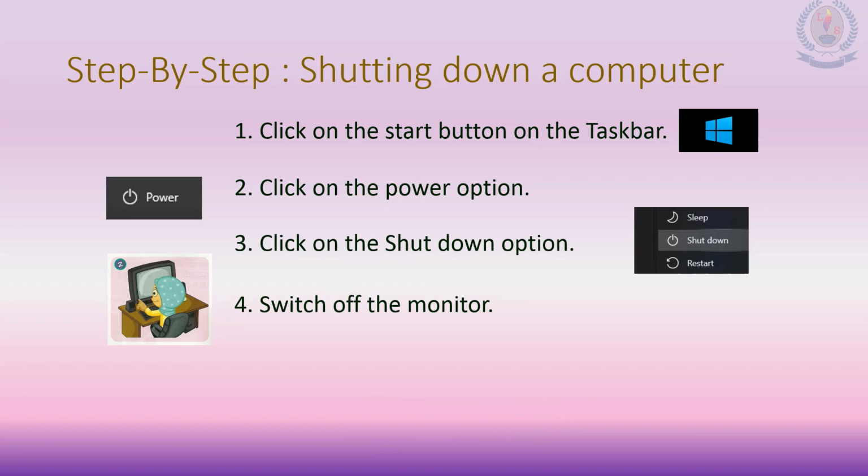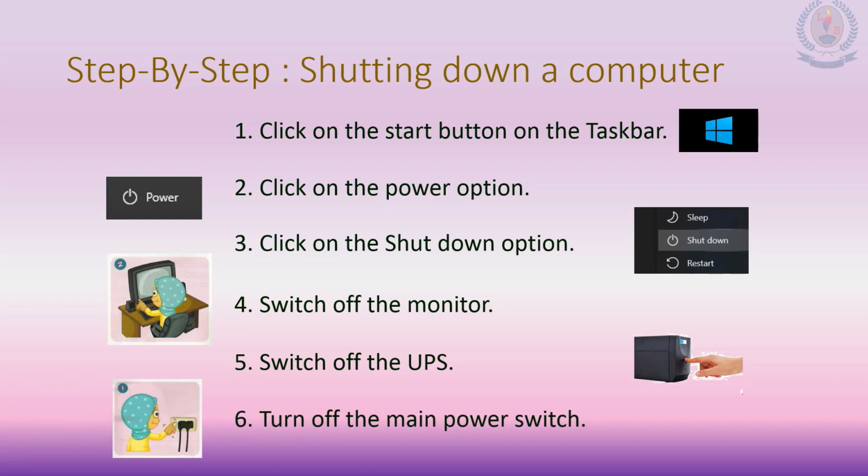After you click the shut down option, the computer shuts down. Then you can switch off the monitor. Then you can switch off the UPS. At last, you have to turn off the main power switch.